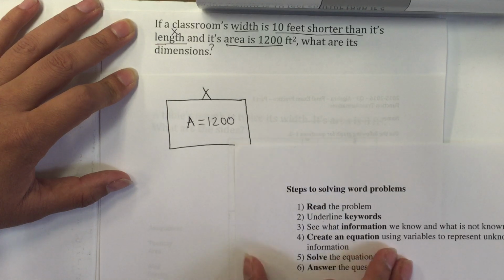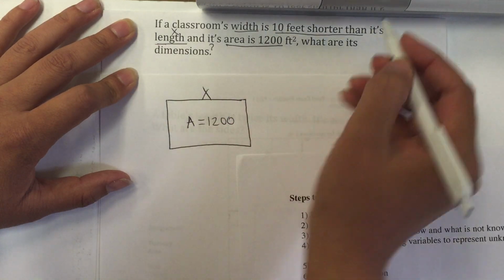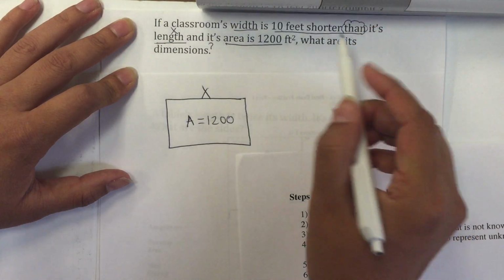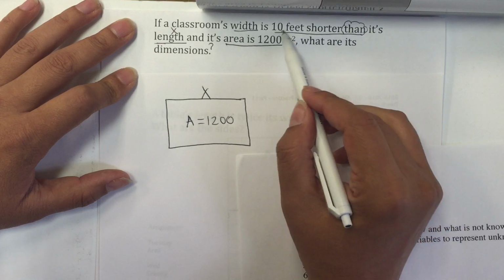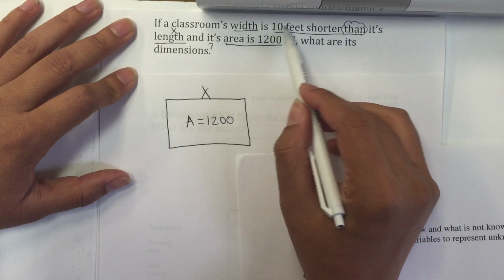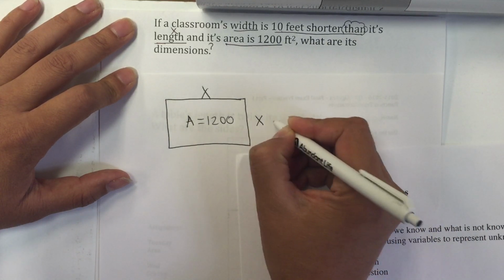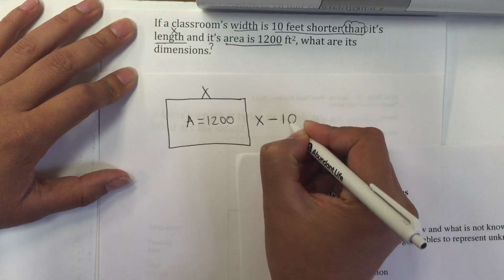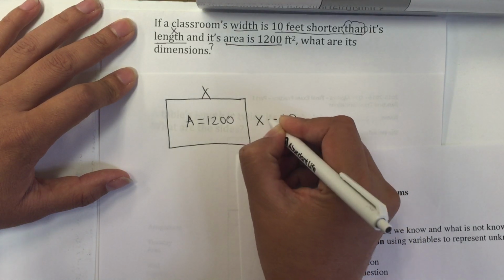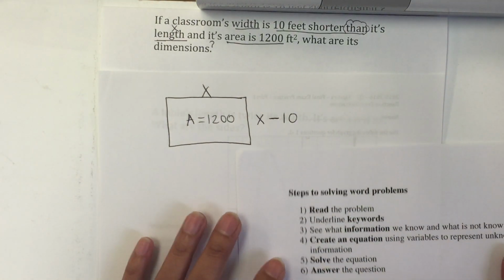Okay. And how does the width compare again? 10 feet shorter than that. There is another, the word than again. Remember that 10 feet shorter means minus 10, but then also it means that this goes at the end. So whatever the length is, minus 10. 10 feet shorter than length. Okay? That's how you would read it, kind of like going backwards.